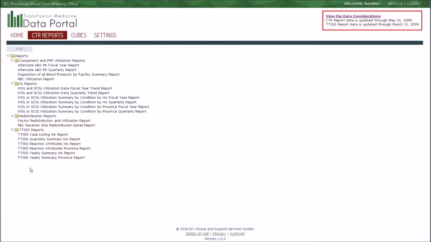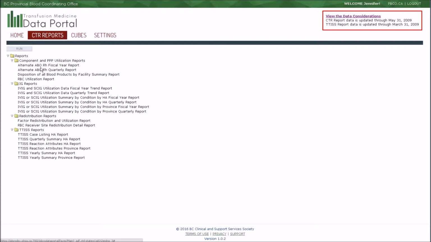This set of reports follows a different reporting time frame than the remaining utilization reports, and this is reflected in the data considerations block. In this test system, these reports are complete through May 31st, 2009. You'll see the TIS reporting data is updated through March 31st, 2009. This reflects the 6-month period after the close of a quarter. That is the reporting deadline to the Public Health Agency of Canada. More information on these specific date ranges and reporting timeframes is provided in the Frequently Asked Questions document.